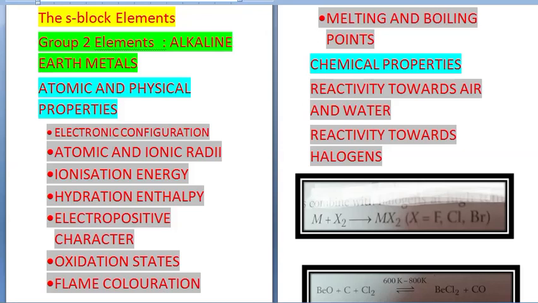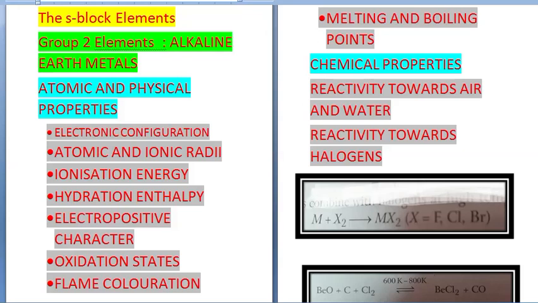Next property is electropositive character. Alkaline earth metals are strongly electropositive. They form divalent cation M2+ because they lose 2 electrons. Now this character increases down the group due to a decrease in ionization energy. They are less electropositive than corresponding alkali metals. Alkali metals are the most electropositive.